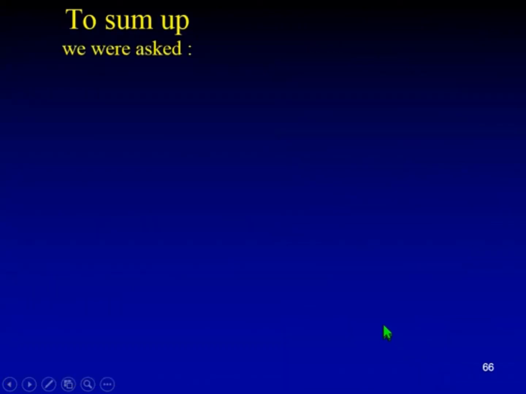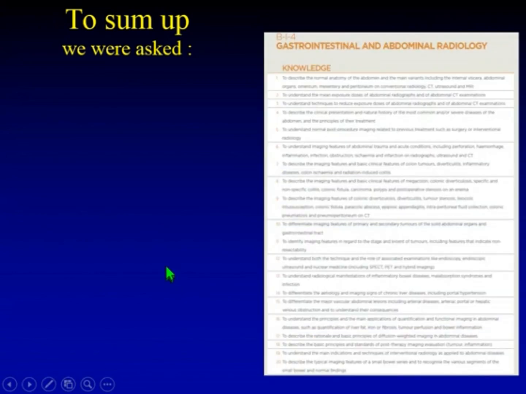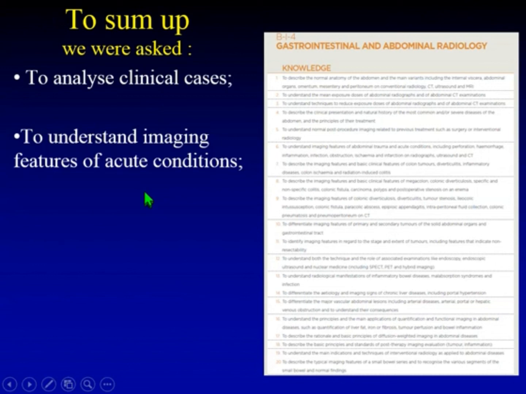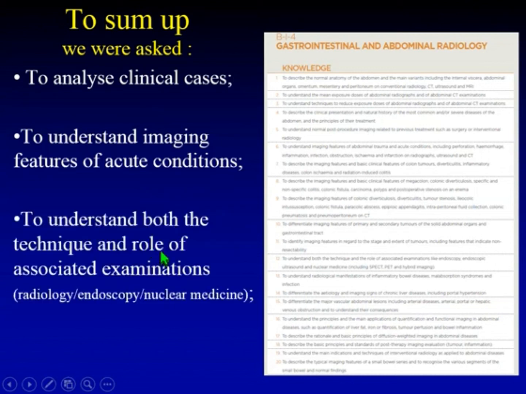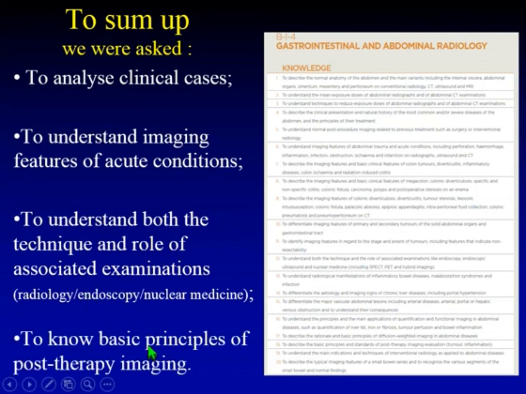To sum up, we were asked to analyze clinical cases, understand the imaging features in acute conditions, understand the use of mixed techniques, comparing radiology, endoscopy, and nuclear medicine. At the end, to know basic principles of pre- and post-therapy imaging. I may say only, I hope we did it, because it's not so easy, and I'd like to thank you.